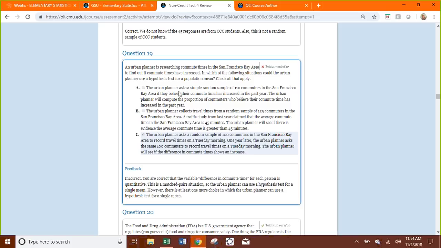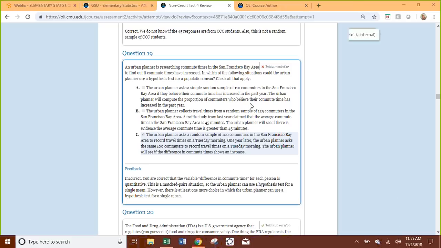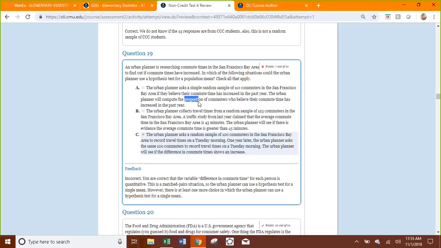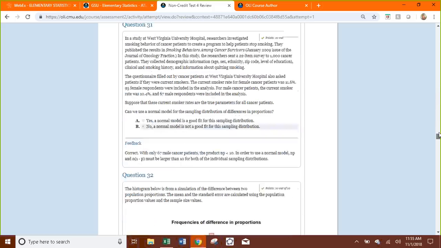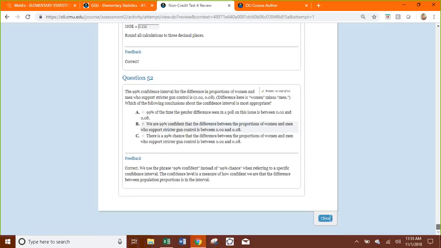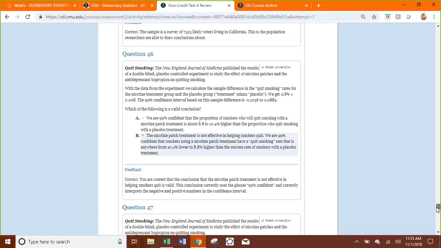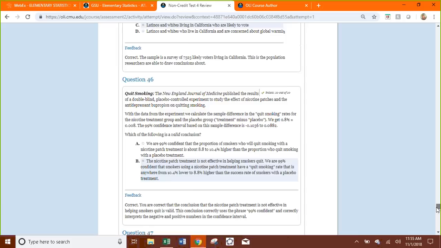If they believe. Yeah, it's going to be B and C. I didn't check B. I'm so sorry. This one is just because the people were just asking, do you think your commute time is bigger? I'm going to say it's B and C. Yeah, especially when A talks about proportions. We don't want that. We want population mean. So anyways, question 19, B and C, but everything else is right.